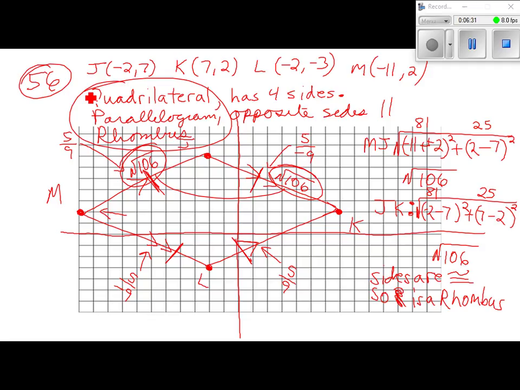The best name we would give this shape is a rhombus. So if they ask you for the best name, the most descriptive name, then we put rhombus. In this case, on problem 56, they ask you for every possible name. So what are all the possible names?